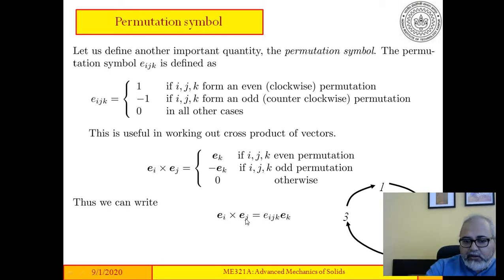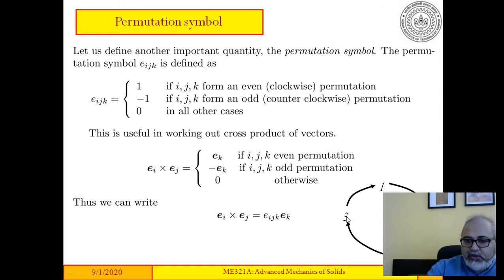So let us look at one case. e1, i is 1, j is 2. I should get e3. So e1 cross e2 will be E12k ek. Now for E12k, there's only one positive permutation, 1, 2 and 3.